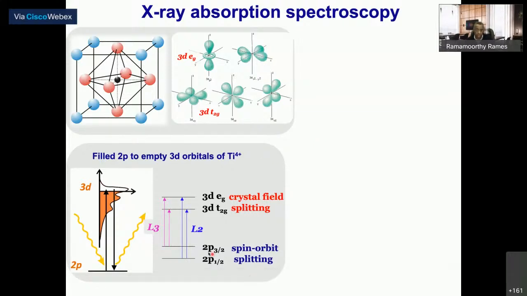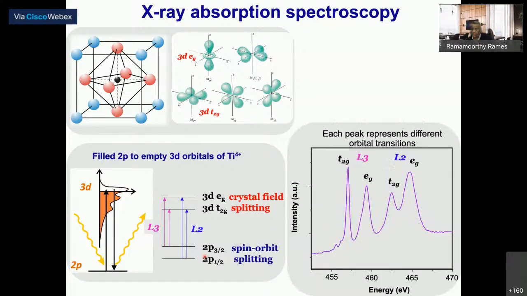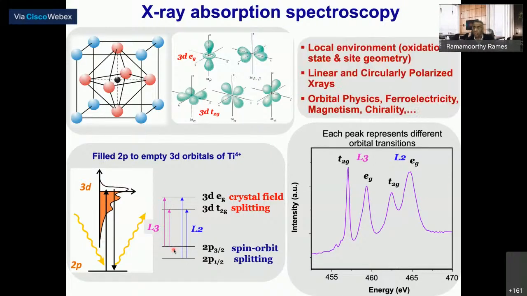And so you can have the spin-orbit splitting, which gives you the 2p 3/2 and the 2p 1/2, or you can have the crystal field splitting, the eg to t2g. And so that leads to absorption spectra like this, where you have the L3 and the L2 corresponding to these transitions. And then the question is, what can I do with this? You can probe the local environment, oxidation state, the site geometry. Is it still tetragonal, cubic? All of those things can be studied.